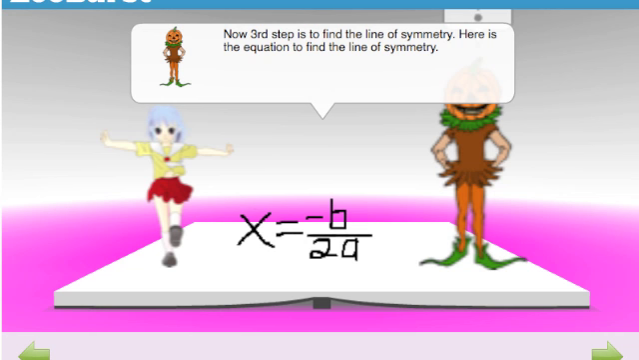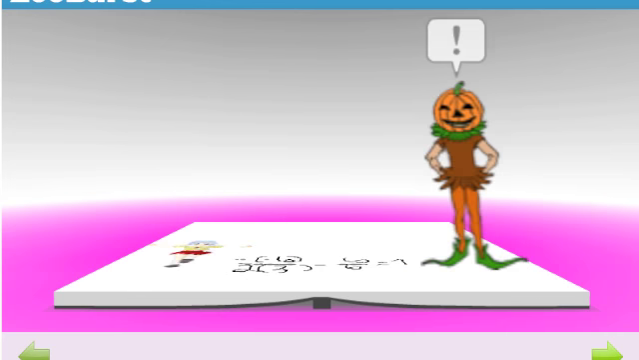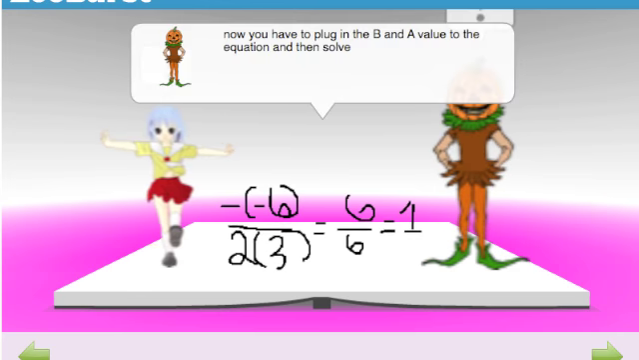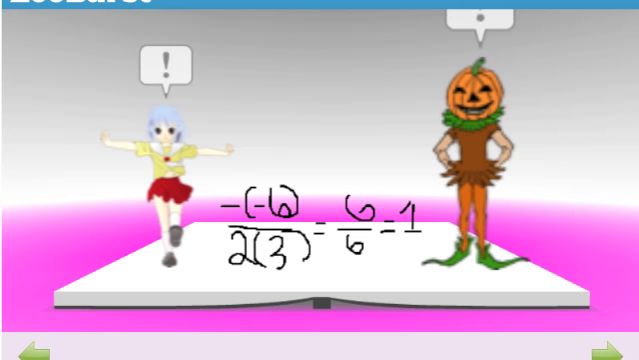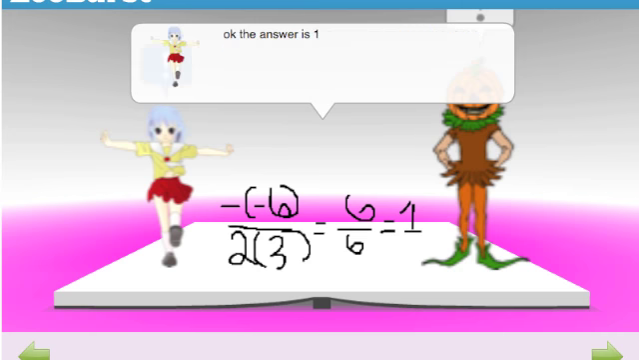Now, third step is to find the line of symmetry. Here's the equation to find the line of symmetry. Now you have to plug in the b and a value to the equation and then solve. Okay, the answer is 1.